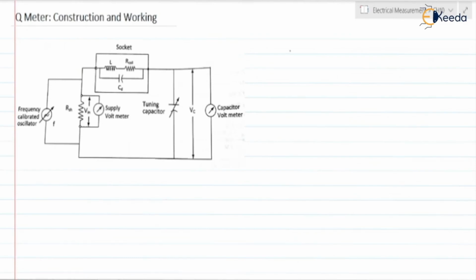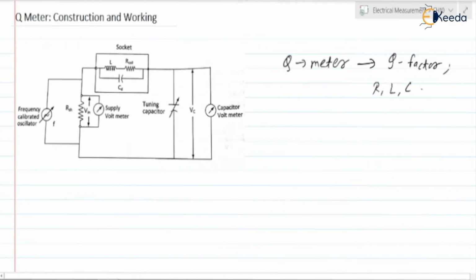Okay, so here we have a Q-meter which is used for measurement of the Q factor. It is also known as the quality factor, as well as resistance, inductance and capacitance of a coil. Next, this instrument operates on the principle of series resonance. You might have studied the chapter on resonance in electrical networks.